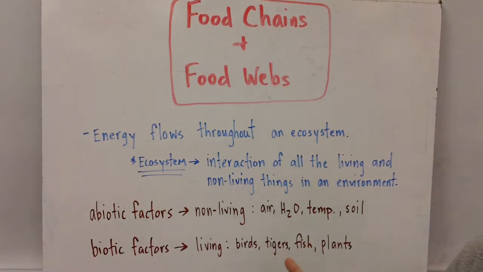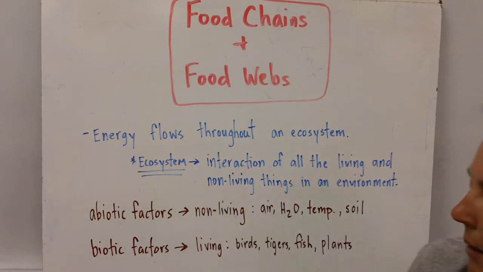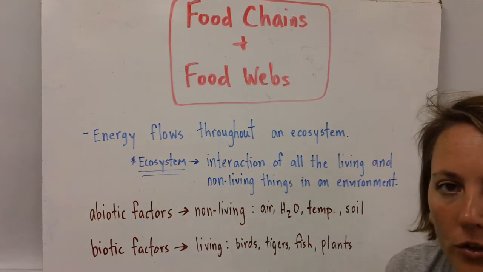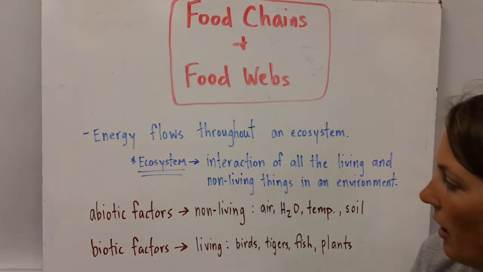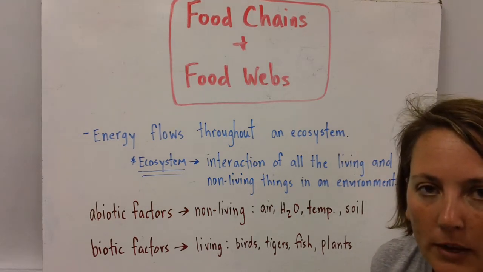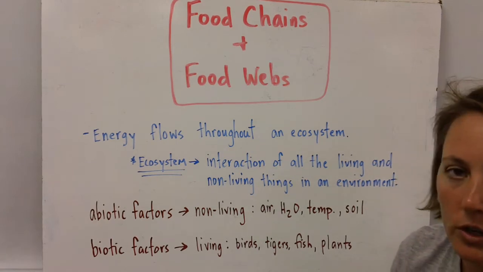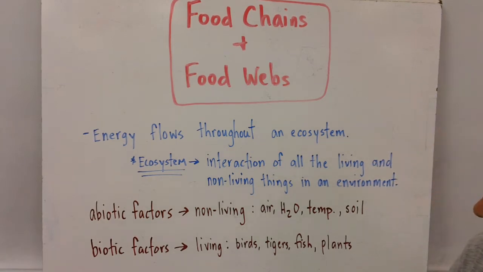And in order to understand what that sentence means, we need to understand what this word ecosystem means. An ecosystem is the interaction of all the non-living and living parts of an environment. So if you think about Raleigh, North Carolina, outside we have a deciduous forest. That would be the ecosystem. A desert and ocean would also be examples of that.